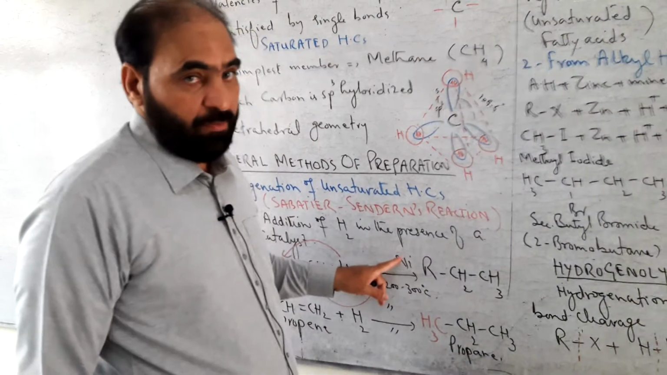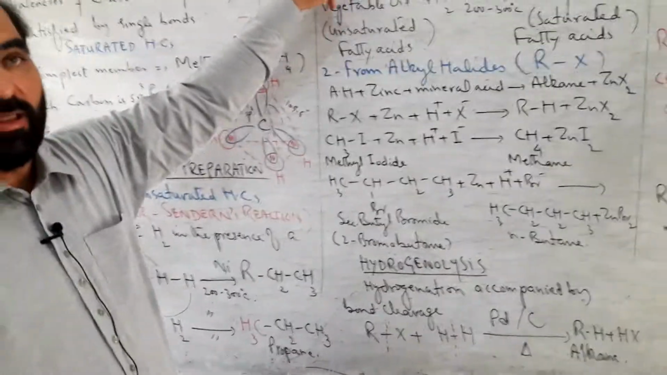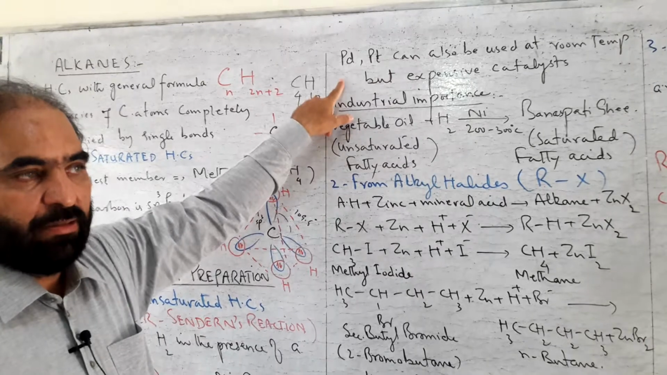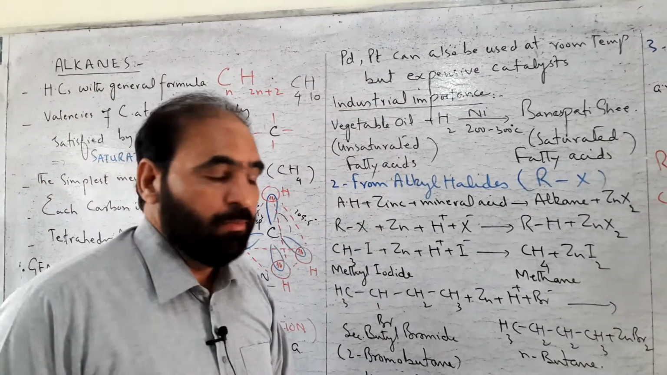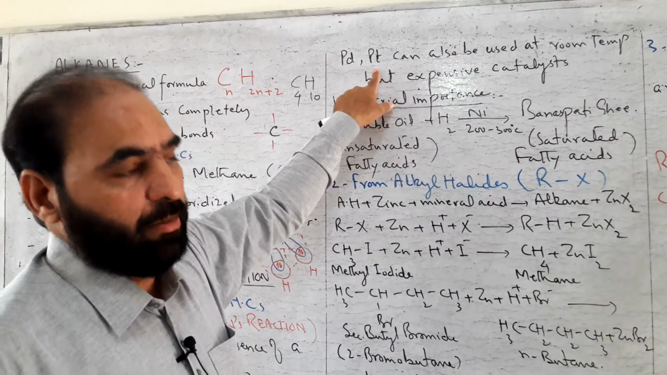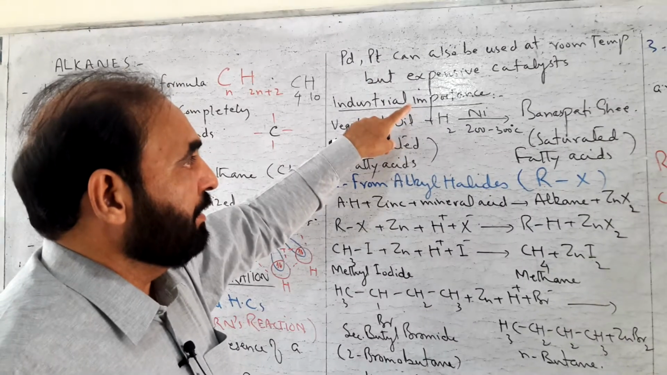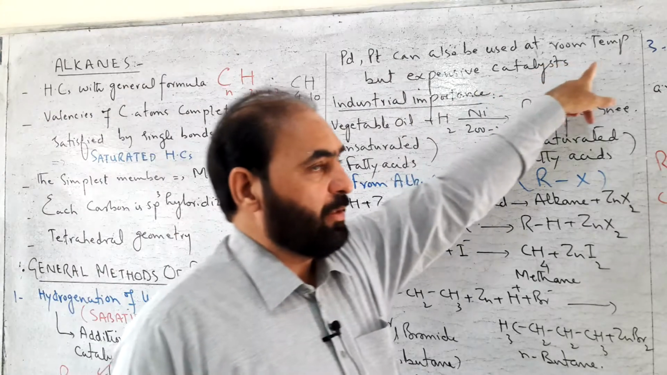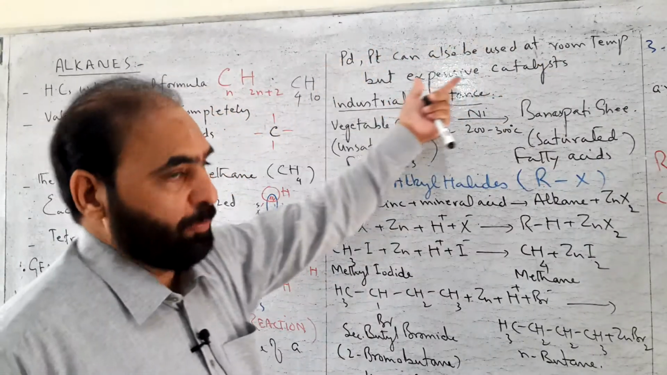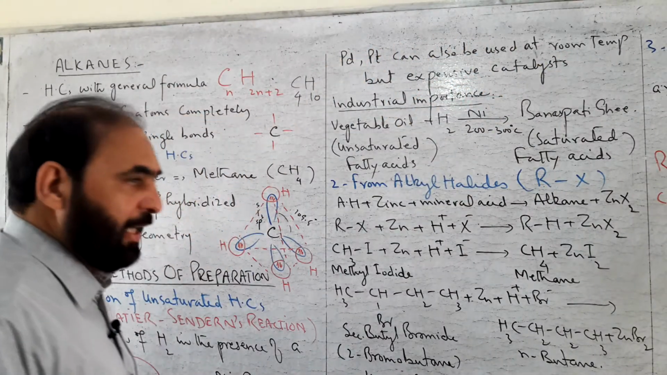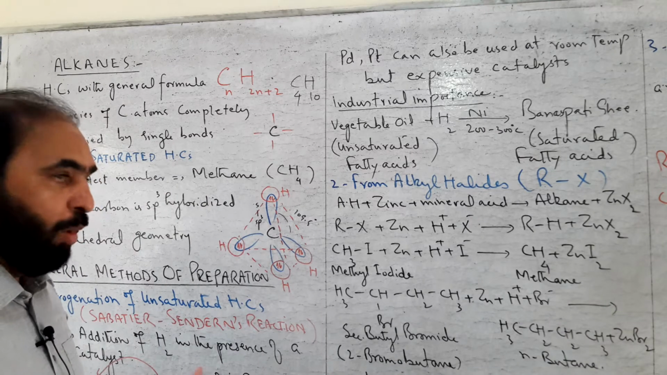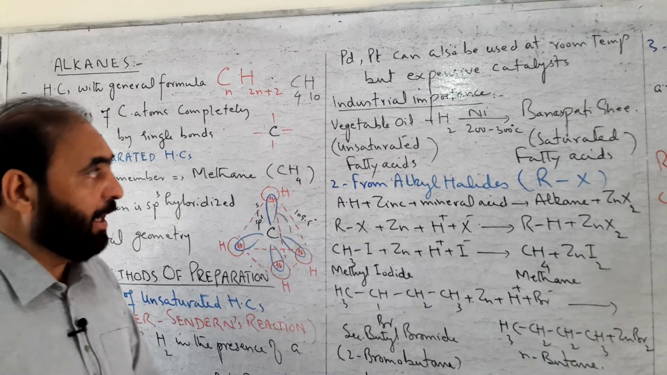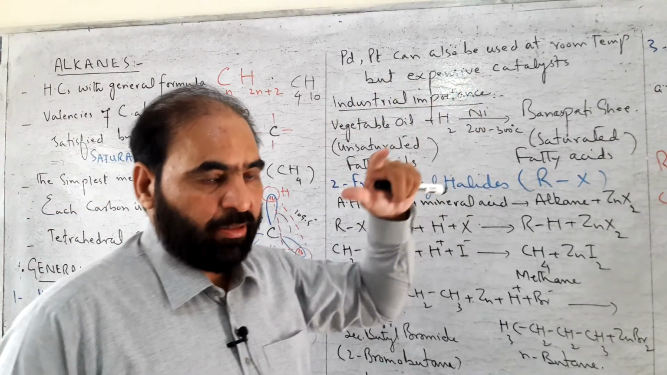Instead of nickel, we can also use palladium or platinum. Pd is the abbreviation of palladium and Pt for platinum. But these catalysts are expensive. We can conduct this reaction at room temperature with them, but these catalysts are very expensive. That is why nickel is a more suitable catalyst for this reaction, and this reaction has industrial importance.